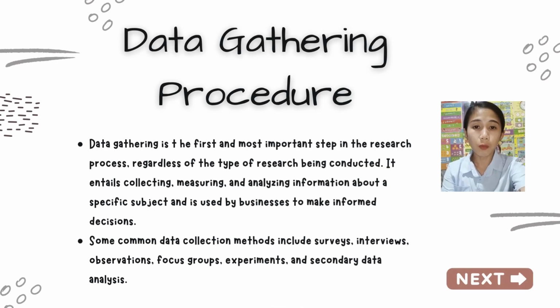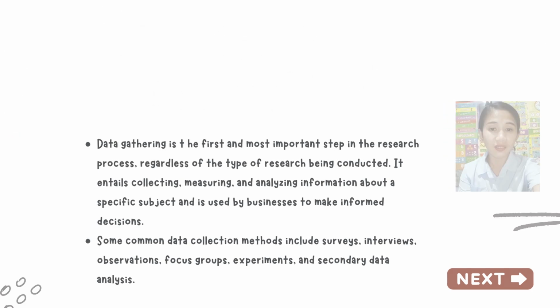So, data gathering procedure. Data gathering is the first and most important step in the research process, regardless of the type of research being conducted. It entails collecting, measuring, and analyzing information about a specific subject and is used by businesses to make informed decisions. Some common data collection methods include surveys, interviews, observation, focus groups, experiments, and secondary data analysis.